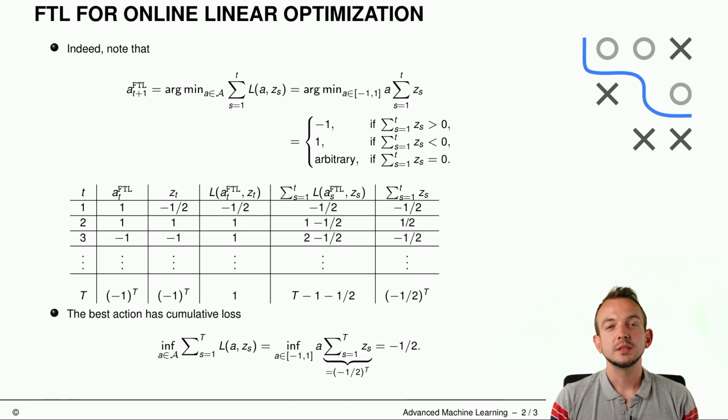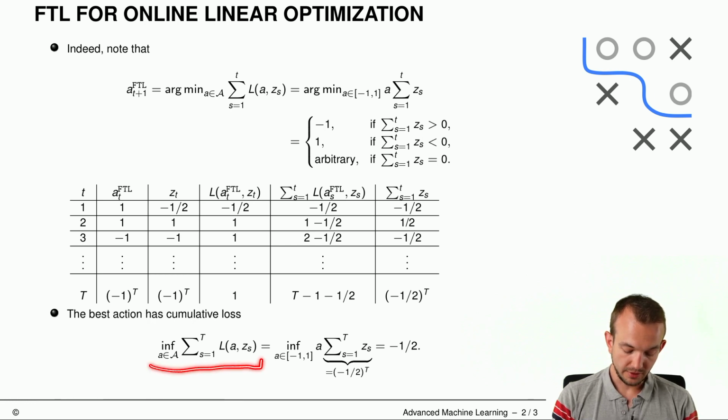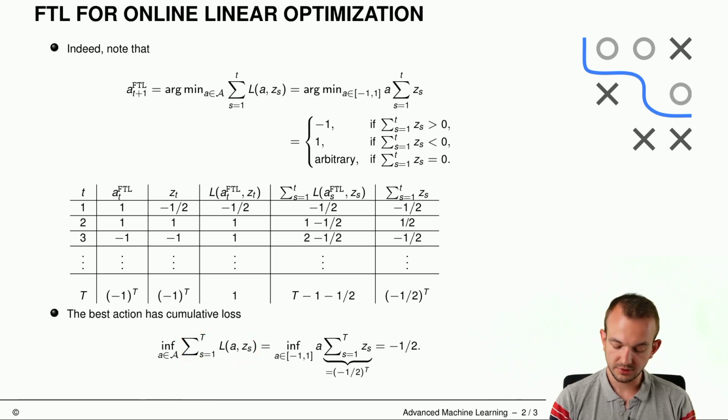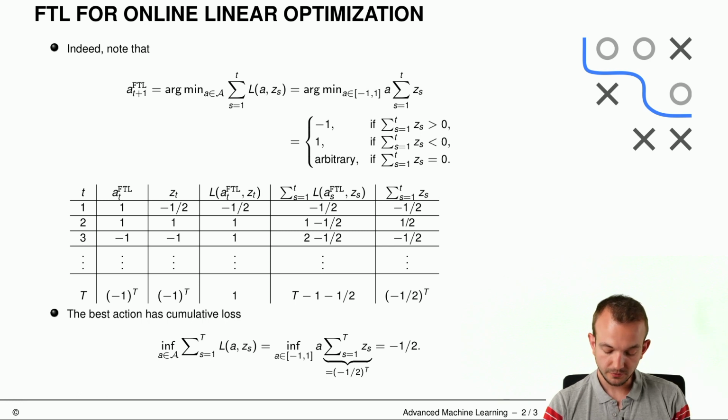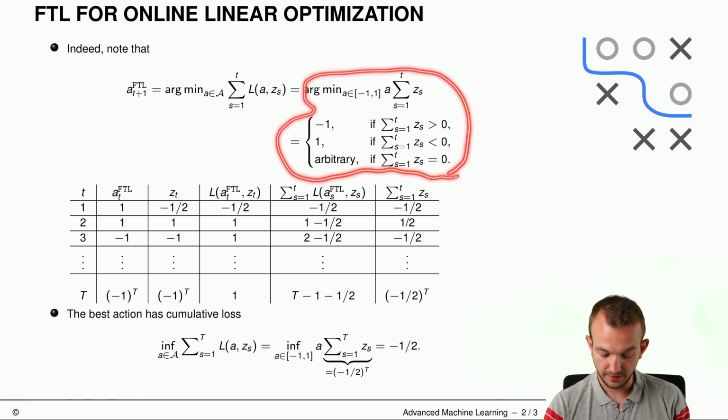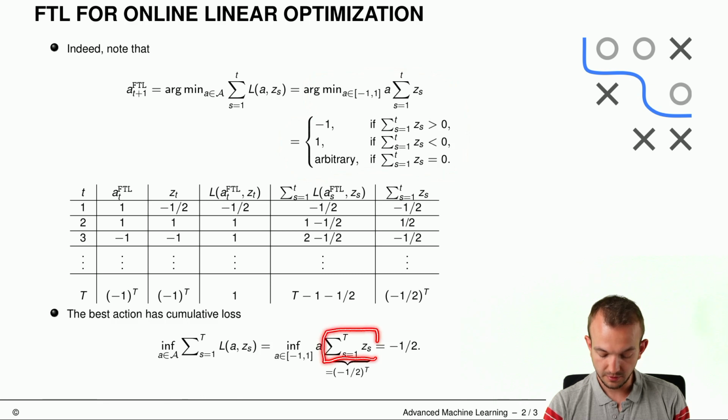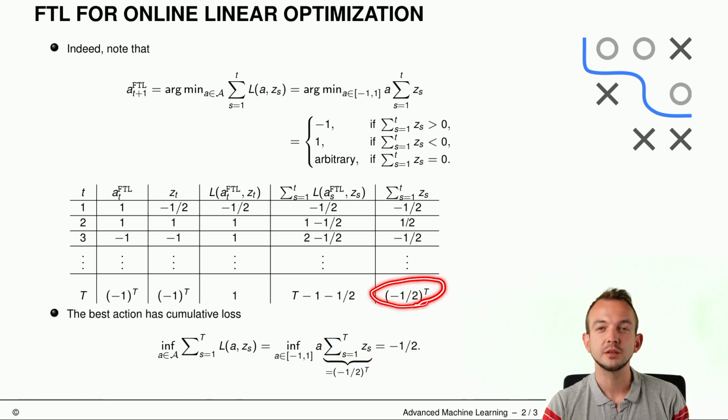What would be the best action in hindsight? Well, we have to find the infimum over the action space A of the cumulative loss for all of these actions. And well, it's essentially the same consideration as here before. So we have here the sum over the environmental data points, which will be, after reaching the time horizon t, will be minus 1/2 t.